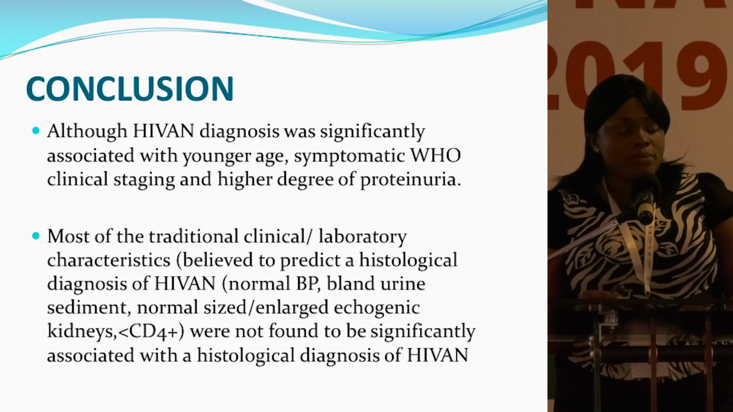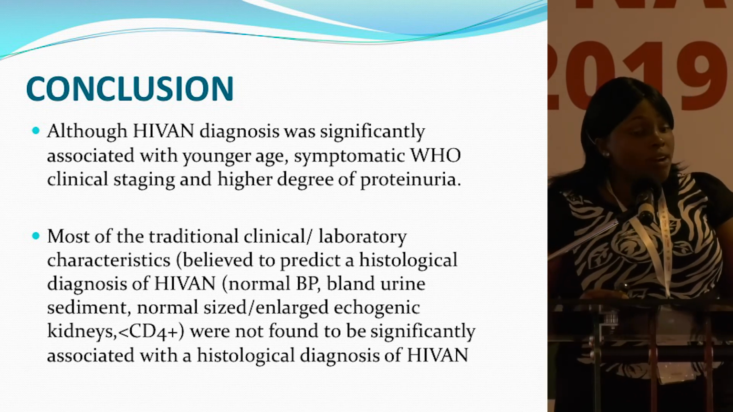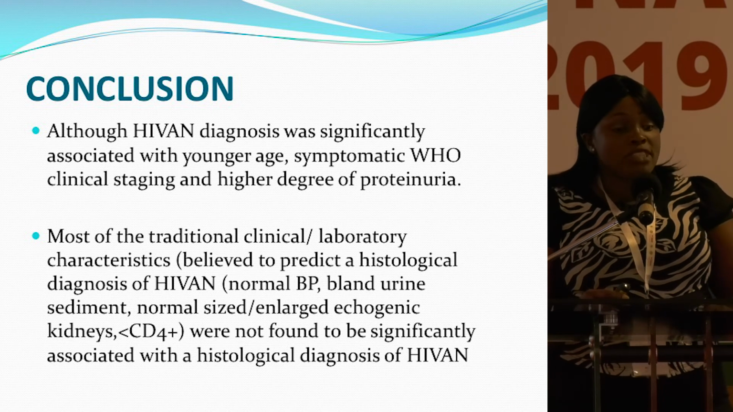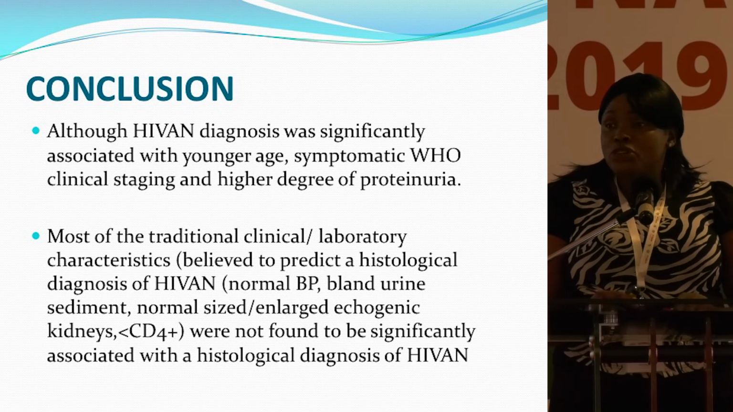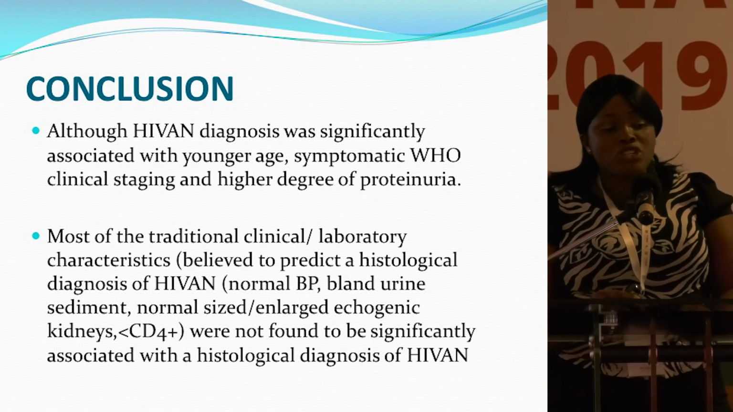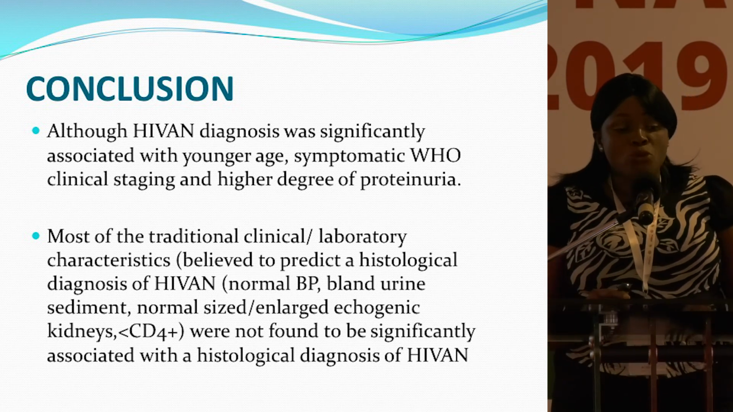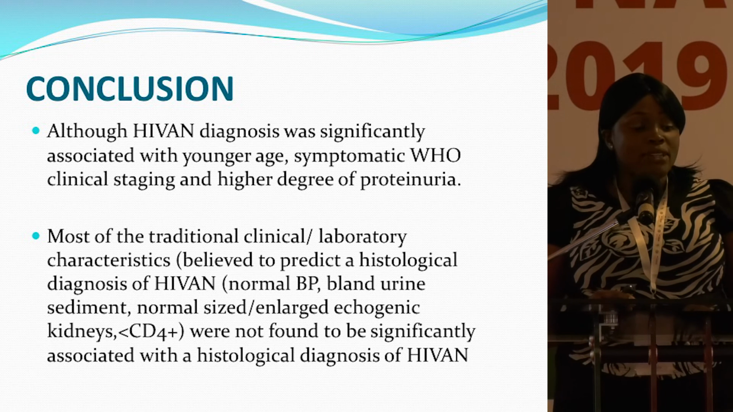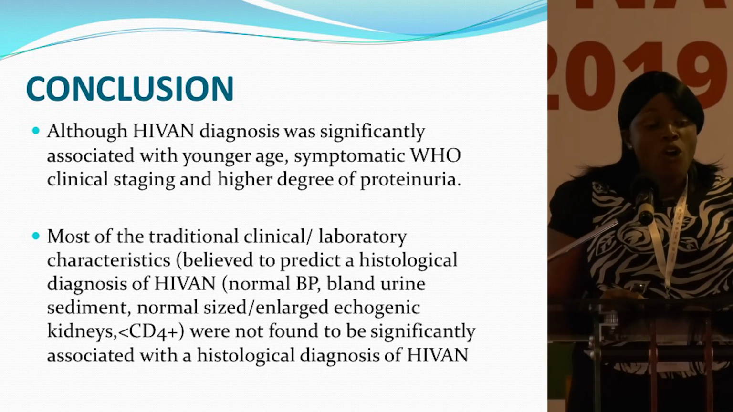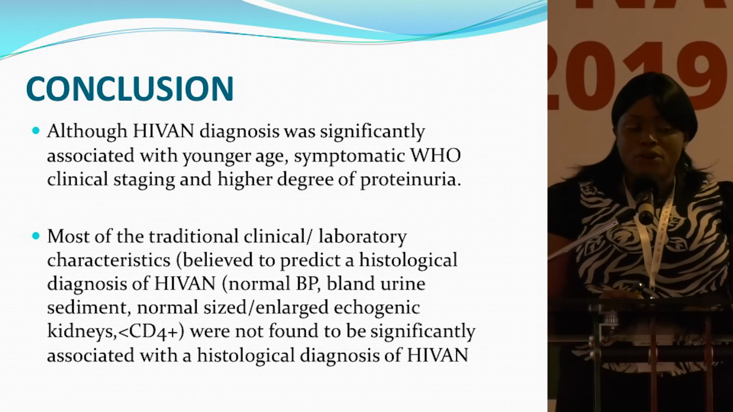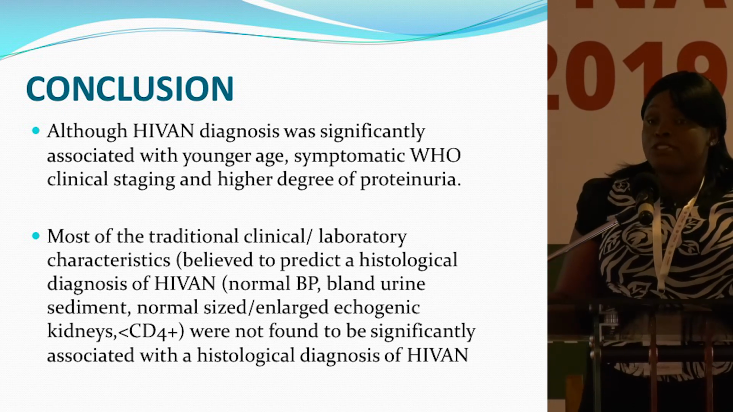So in conclusion, we say that although HIVAN diagnosis was significantly associated with being younger, having symptomatic World Health Organization classification for clinically established HIV infection, and a higher degree of proteinuria, most of the traditional clinical and laboratory characteristics which we have ab initio believed to predict a histological diagnosis of HIVAN, including normal blood pressure, bland urinary sediment, normal size or enlarged echogenic kidneys, and low CD4 counts, were not found to be significantly associated with a histological diagnosis of HIVAN.